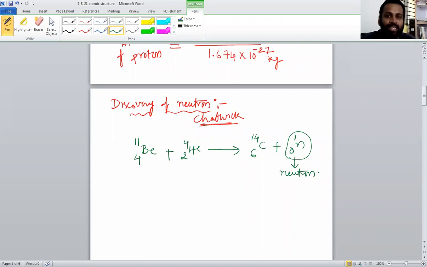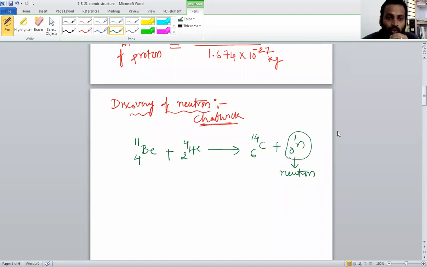So he took beryllium sheets because beryllium is a soft metal. Through the beryllium sheets, he sent helium gas. Helium is a lighter gas actually, so it comes with more speed. So when this helium gas hits the beryllium, it converts to carbon and releases some neutral particle with mass 1. You can check there, the mass is 1. 0 you have at the bottom, and at the top you have 1. This is called neutron.